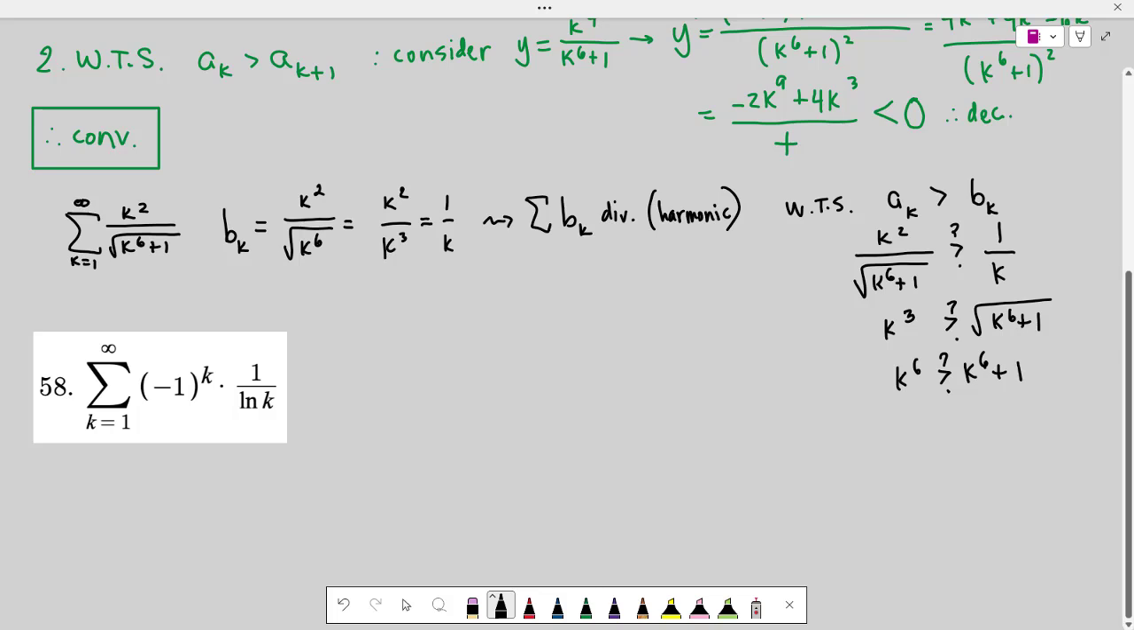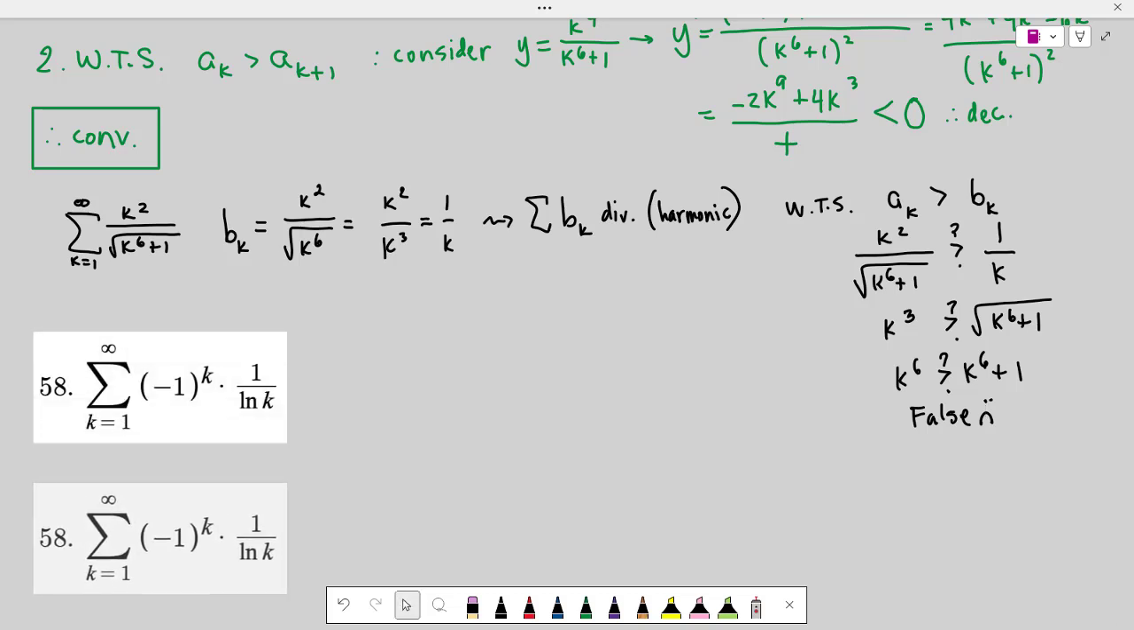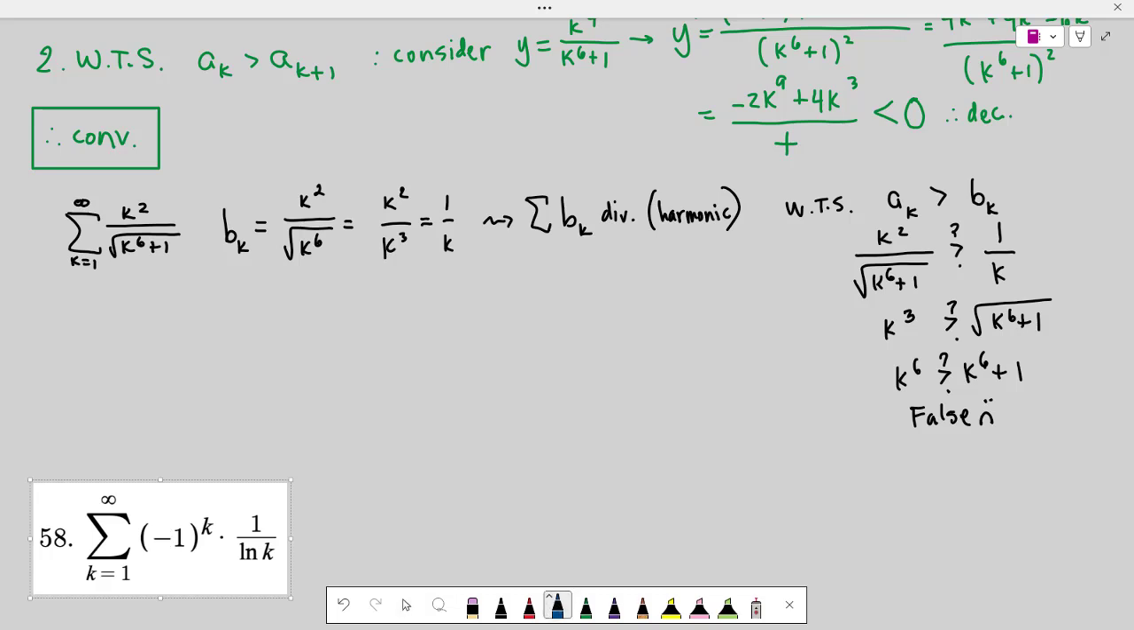And is it true or false? False. So we're going to go to limit comparison test. So bummer, that's false. So we have to go to limit comparison test.